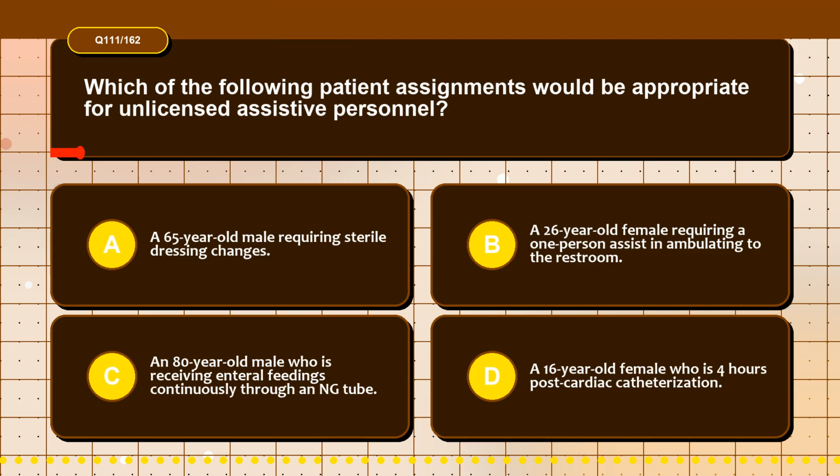Question 111. Which of the following patient assignments would be appropriate for unlicensed assistive personnel? Option A: a 65-year-old male requiring sterile dressing changes. Option B: a 26-year-old female requiring a one-person assist in ambulating to the restroom. Option C: an 80-year-old male who is receiving enteral feedings continuously through an NG tube. Option D: a 16-year-old female who is 4 hours post-cardiac catheterization.